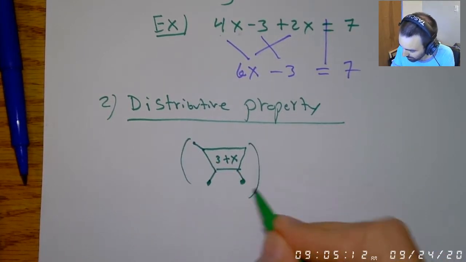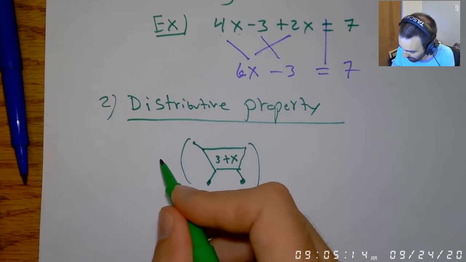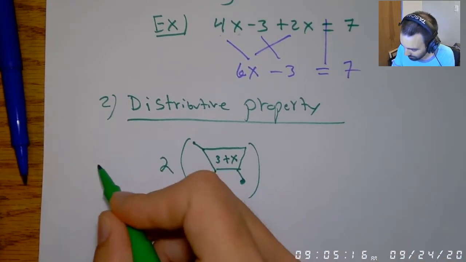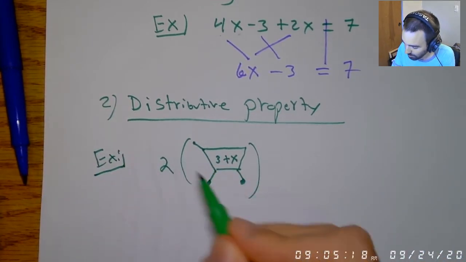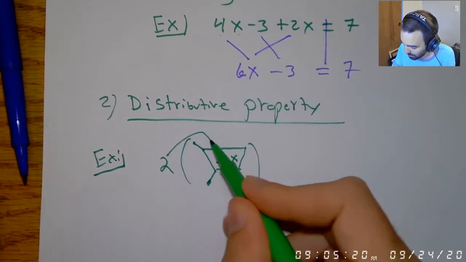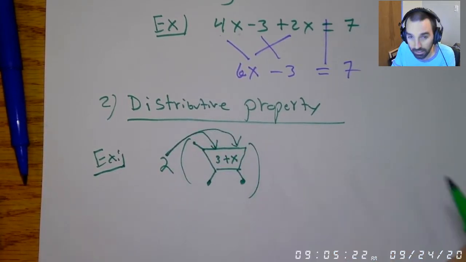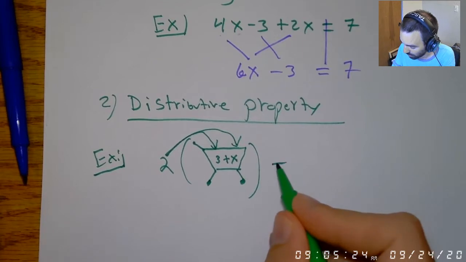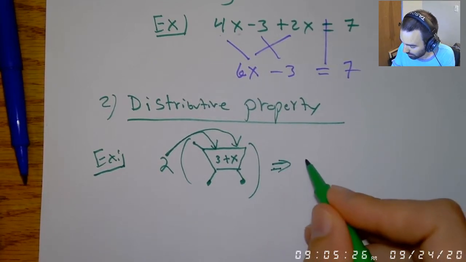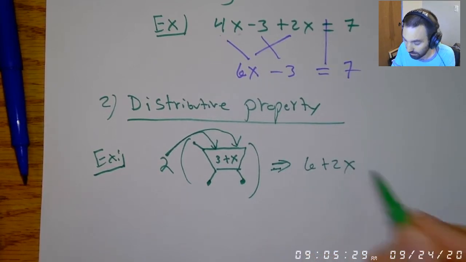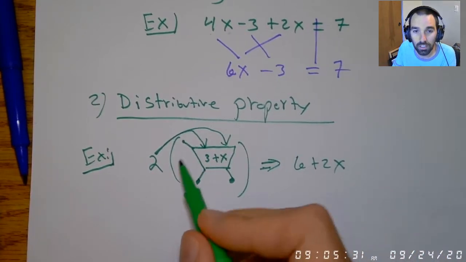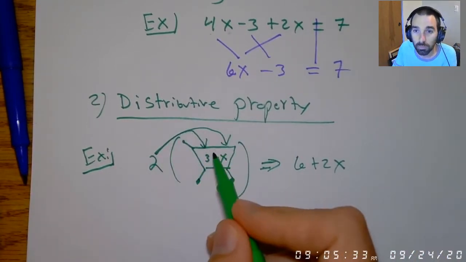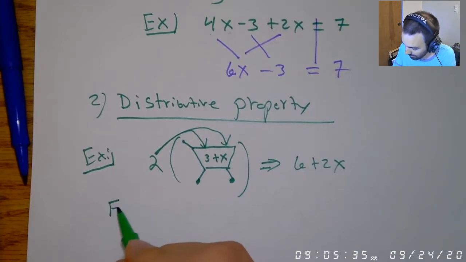Think of it as you have a cart, and we have a 2 on the outside. Anytime you see parentheses, it's like a cart. We're going to multiply everything in our cart by 2. That would give us 6 plus 2x, okay? So with the distributive property, all we're doing is multiplying everything in that cart.